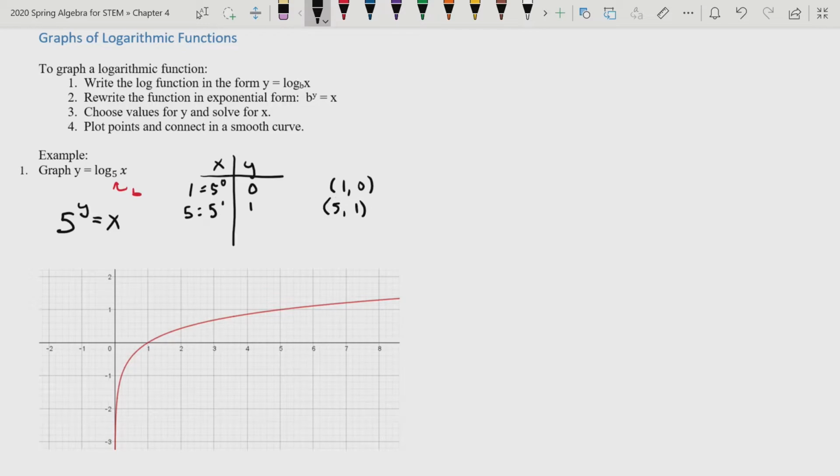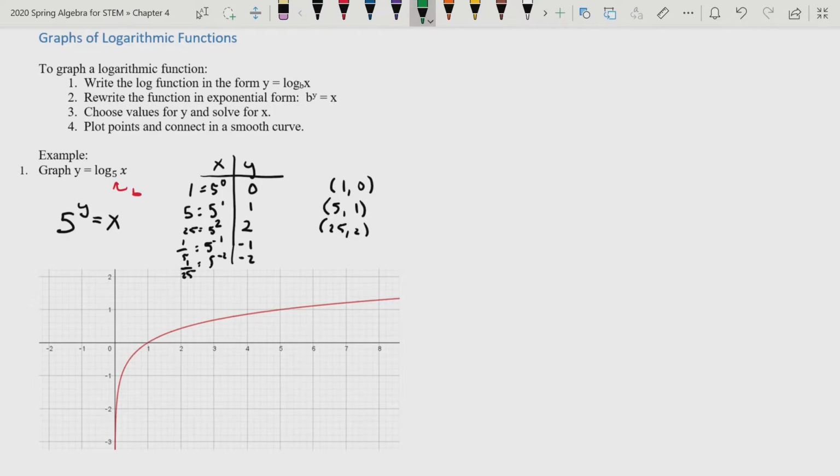What about when y is 2? When y is 2, x is 5 squared, which is 25. So that gives us the point 25, 2. What about when y is negative, say negative 1? Then x is 5 to the negative 1, which is 1/5. And we'll try when y equals negative 2, x is 5 to the negative 2, which is 1 over 5 to the positive 2, which is 1/25.